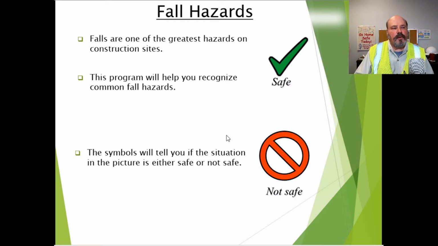Now, falls are one of the greatest hazards on construction sites. It is still the number 1 killer of construction workers and the number 1 cause of injuries. Now, the program will help you recognize common fall hazards. The symbols will tell you if the solution in the picture is either safe or not. Of course, the green check means it's safe, and the red circle with the hash mark in it means that it's unsafe.